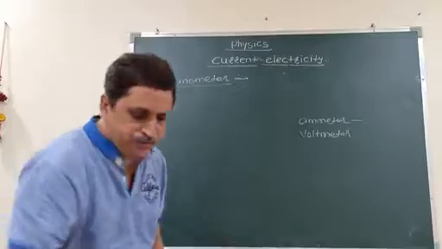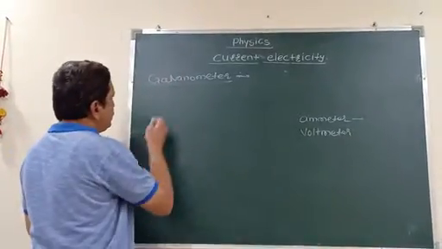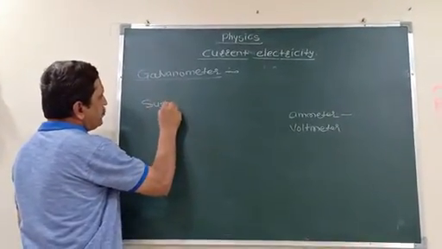Then the galvanometer is of two types. Number one, suspended type moving galvanometer.